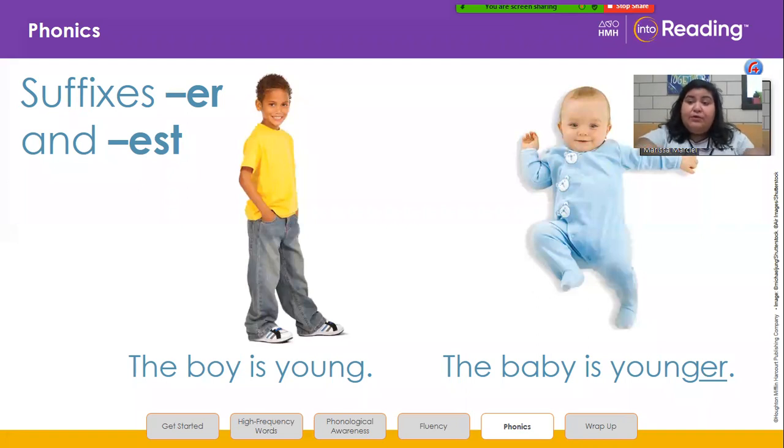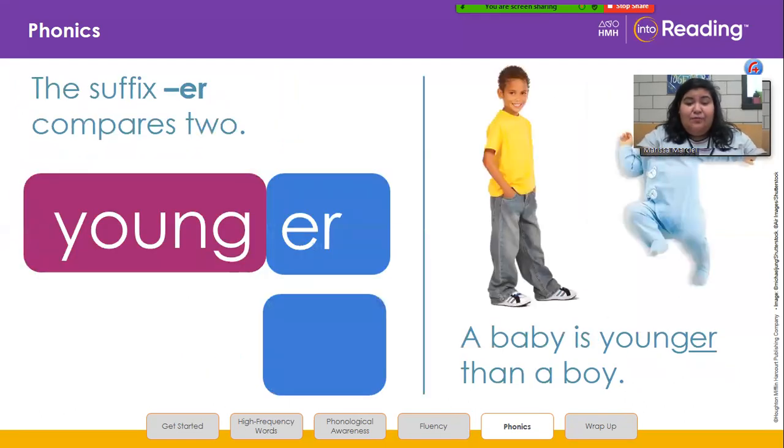I want you to read it with me. The little boy in the yellow, I want you to read that one with me, okay? The boy is young. The boy is young. Now let's read the one with the baby. The baby is younger. Do you understand? All right, so let's read the word together. Younger, okay? Listen as I say and clap each syllable in the word. Ready? Younger. How many syllables does it have? It has two, right? Well, what about the word young? Let's think about that. Young. It only has one syllable, right?